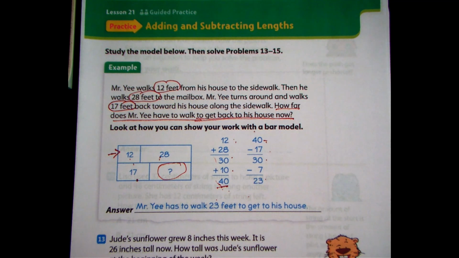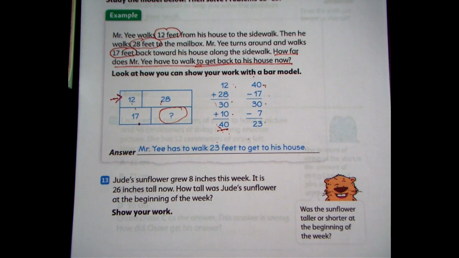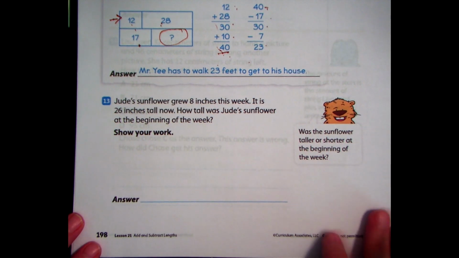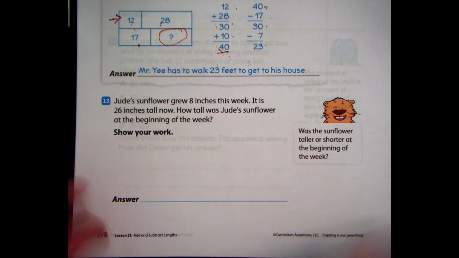So that was what we call a two-part word problem. We had to solve the first part and then we had to solve the second part to find our final answer. So let's look at number 13. Jude's sunflower grew 8 inches this week. It is 26 inches tall now. How tall was Jude's sunflower at the beginning of the week?